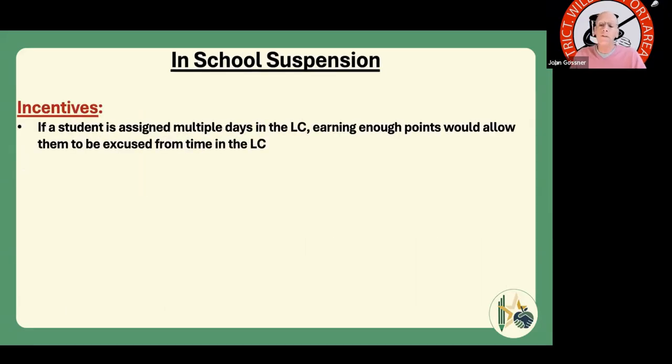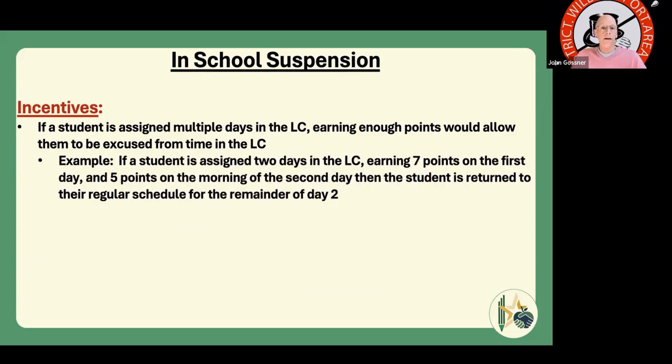If a student is assigned multiple days, occasionally we'll get a student who's got 2 days or 3 days in the Learning Center, then they've got the opportunity to earn their way out of the Learning Center over that time. Okay. There's the example there. If they've got 2 days in the Learning Center and they earn their 7 points on day 1, they've been excused from detention. They come in the next day, and they need 5 points for periods 1 through 5. When they leave for lunch, they're done on that second day. So they get out earlier. Again, the value there, the incentive, is their time. And I can't emphasize enough, there's no law of diminishing returns on their time.